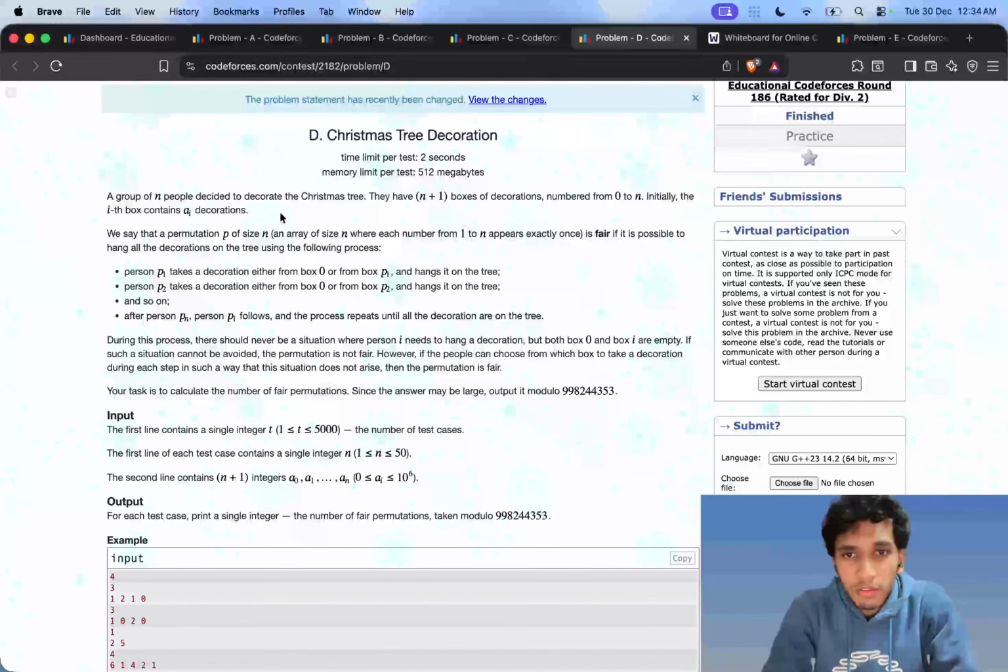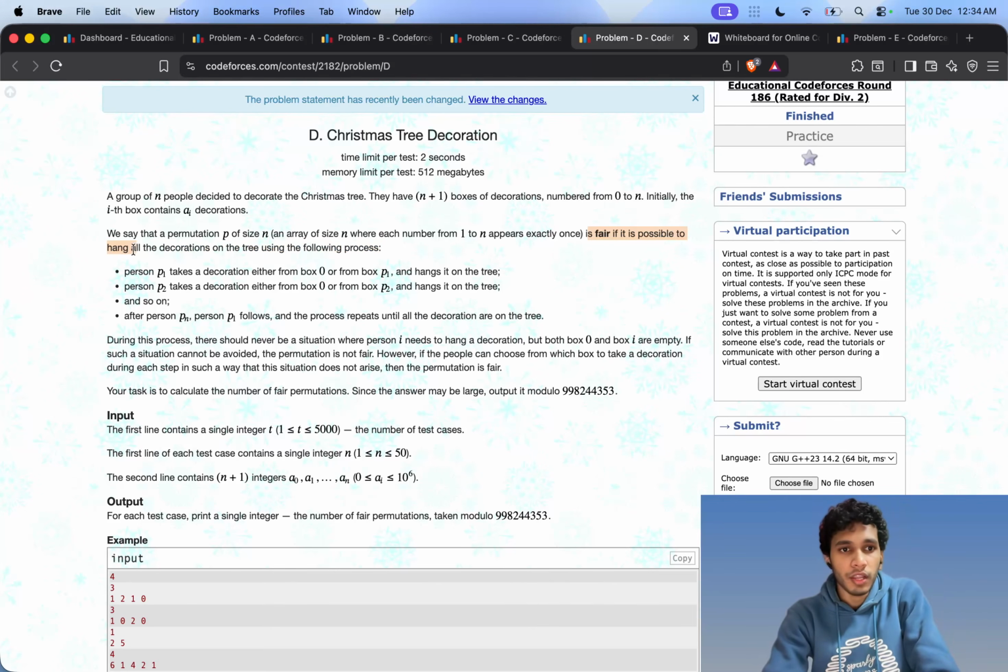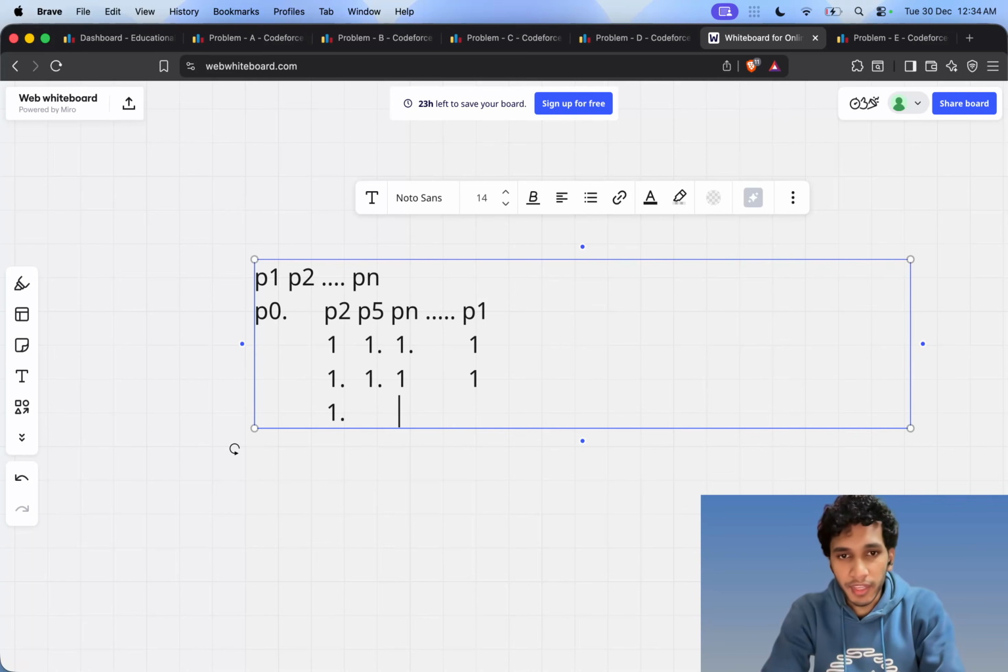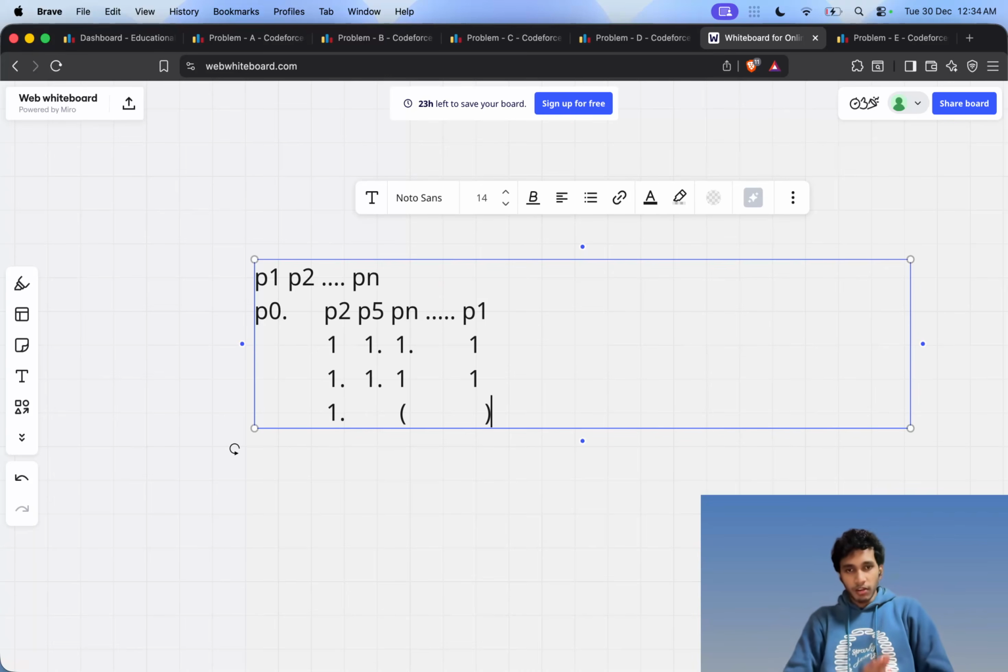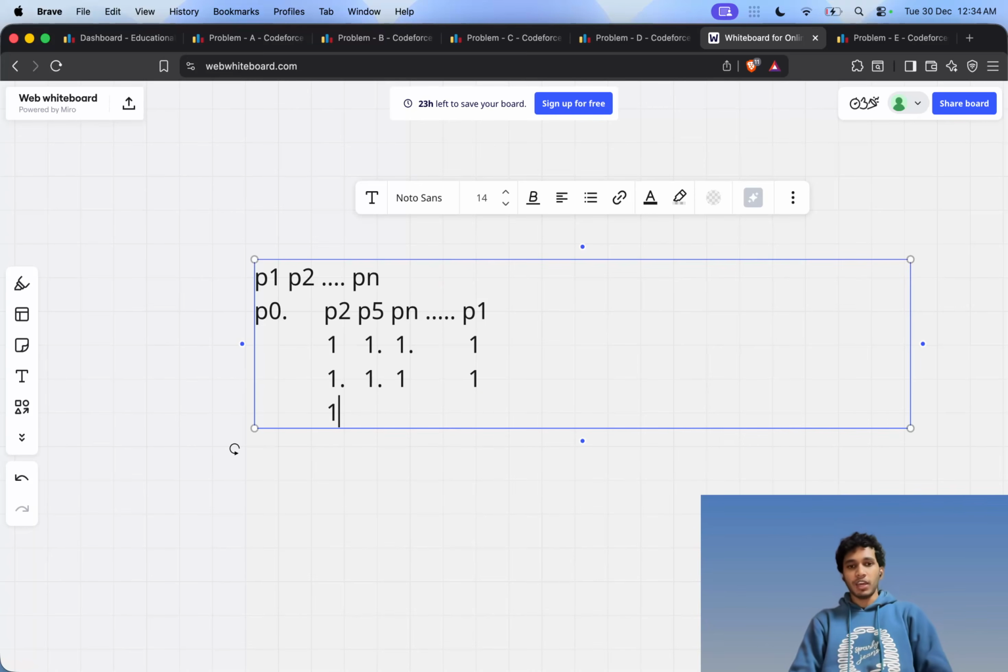So here it is. The problem statement says that our permutation is fair if and only if it is possible to hang all the decorations. That is, the decorations for P0, P1, P2, every one of them has been utilized. So here we come to a point where P5 does not have a decoration and P0 also does not have a decoration. So everyone from Pn to P1 should also not have a decoration. Then only this particular permutation will be fair. Now let's analyze the scenarios for a fair permutation.